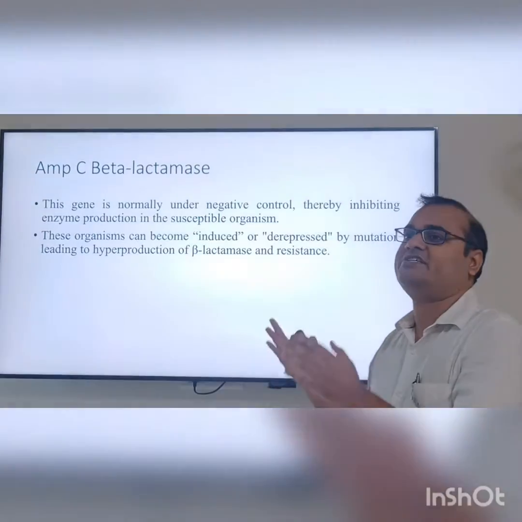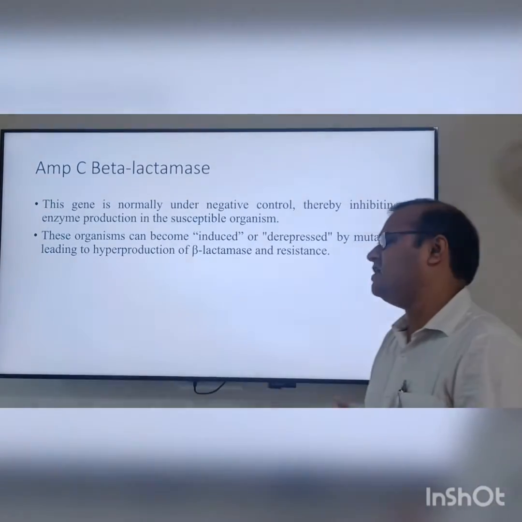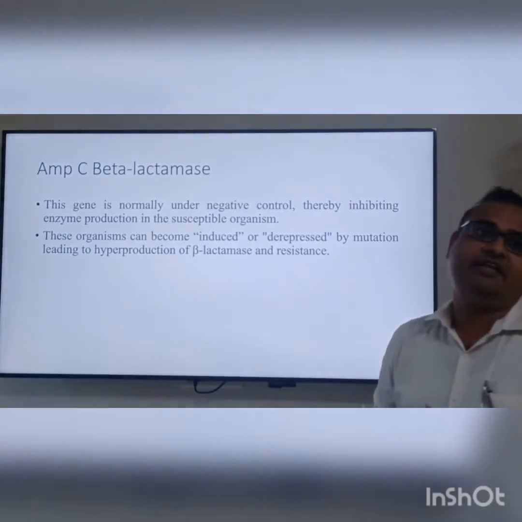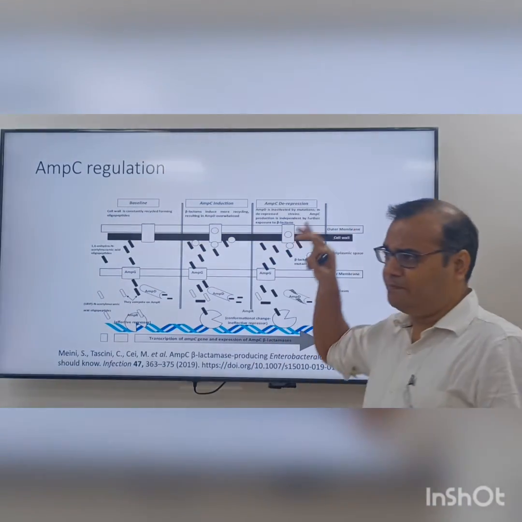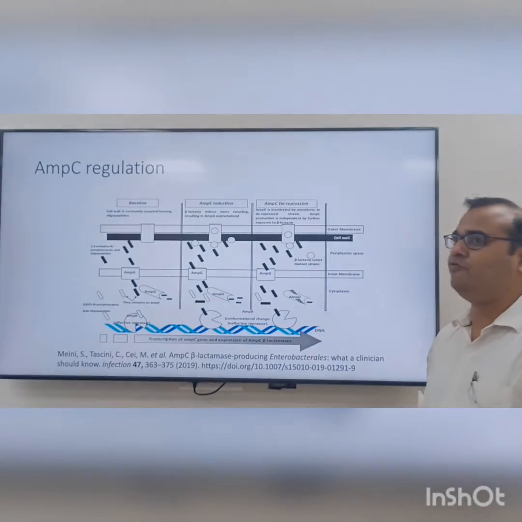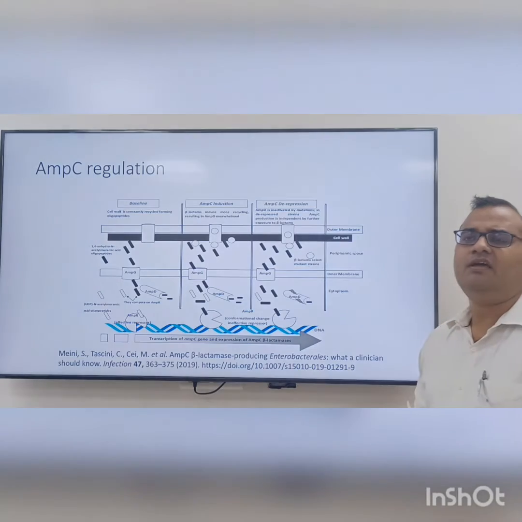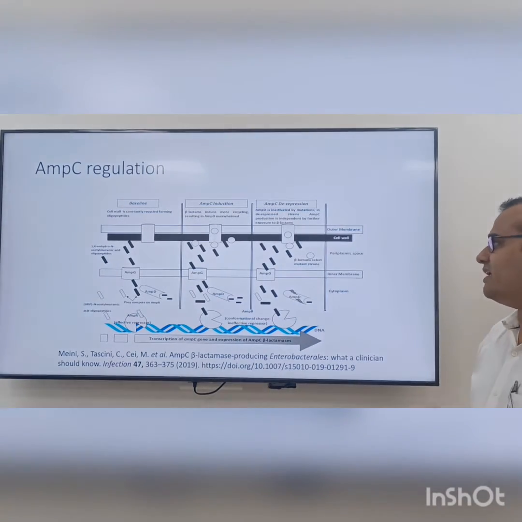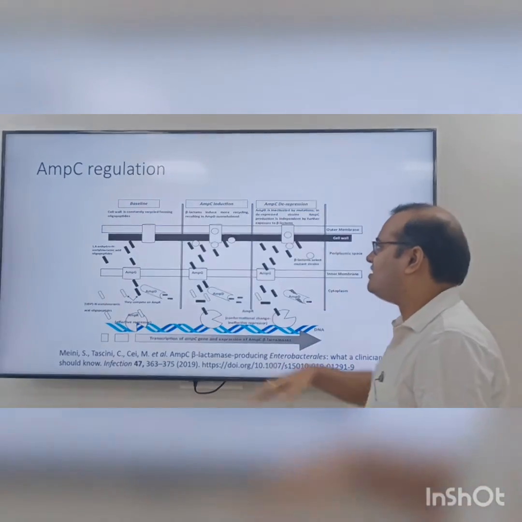That means the repression is inhibited or blocked by mutation, leading to hyperproduction of this beta-lactamase and development of the resistance. Now, before going to the exact resistance mechanism, we can know what the regular AmpC regulation is, which actually occurs in a susceptible organism. Now this is the baseline.